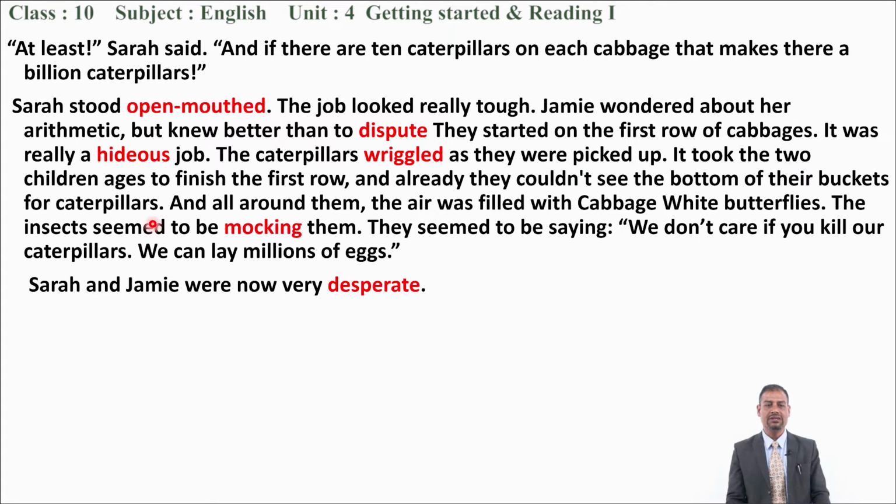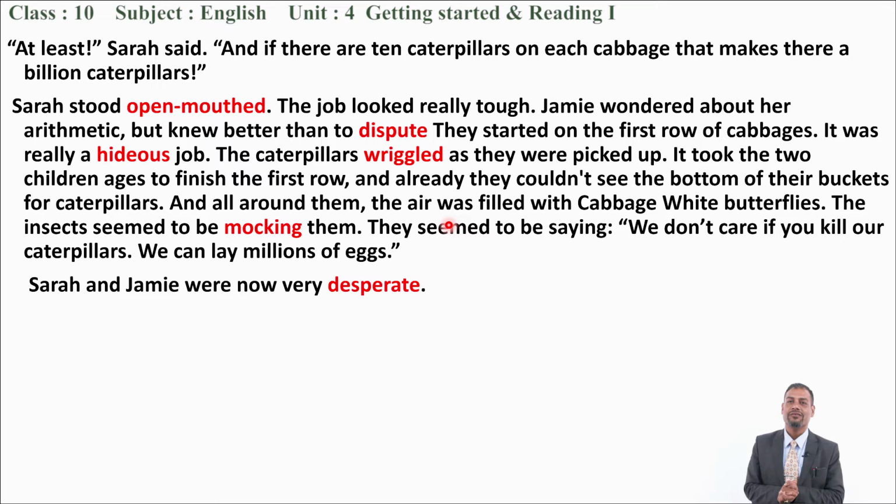It took the two children ages to finish the first row, and already they couldn't see the bottom of their buckets for caterpillars. And all around them, the air was filled with cabbage white butterflies. The insects seemed to be mocking them. They seemed to be saying, "We don't care if you kill our caterpillars, we can lay millions of eggs." And this makes Sarah and Jamie were now very disparate.